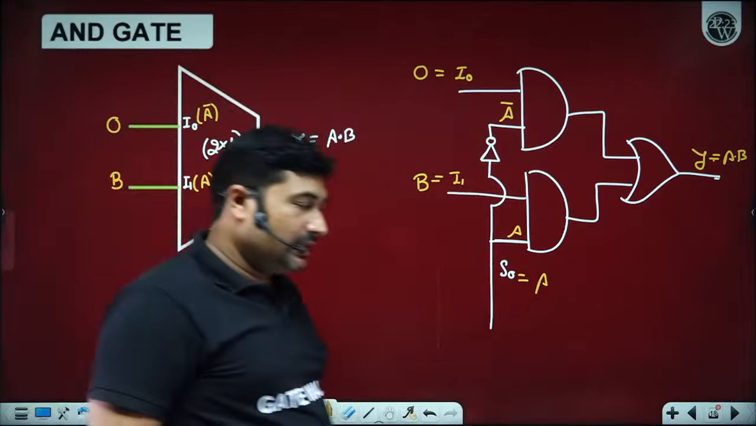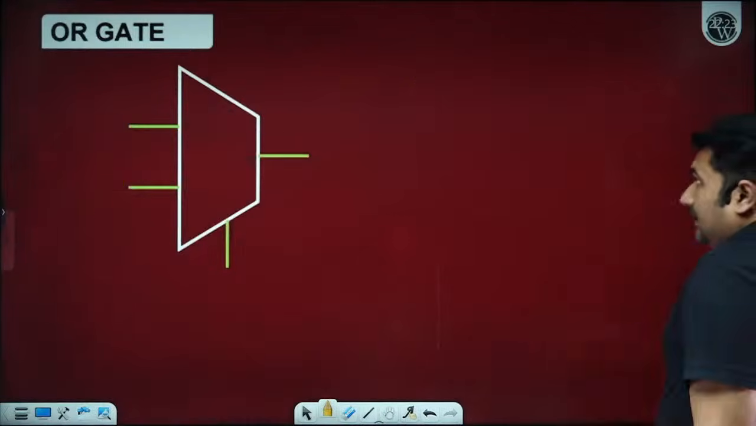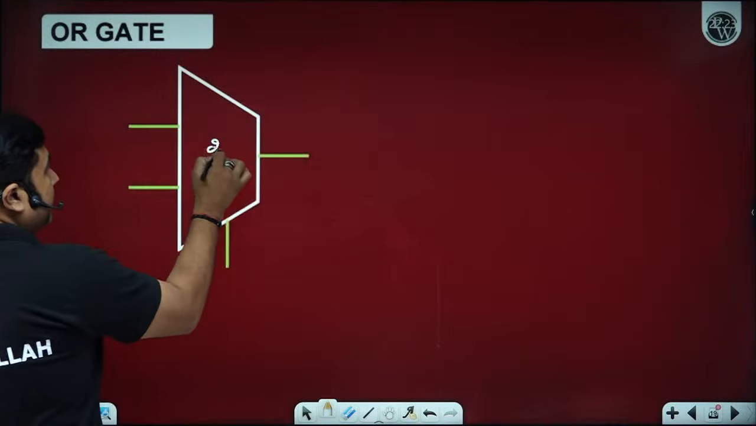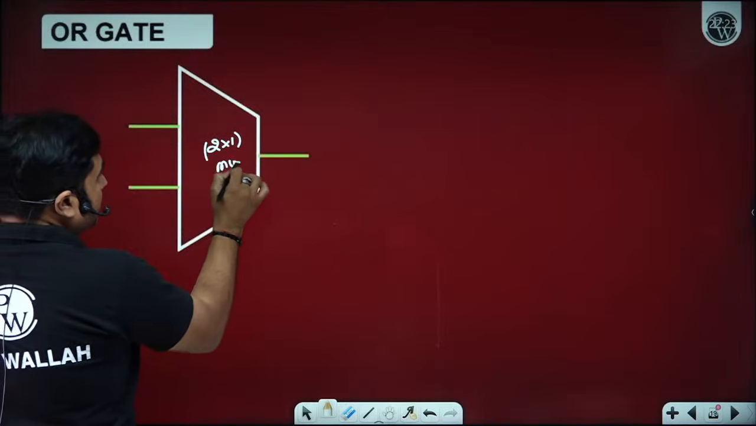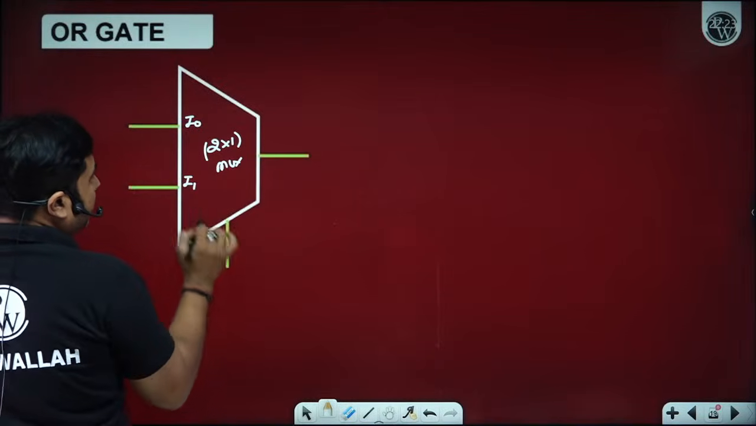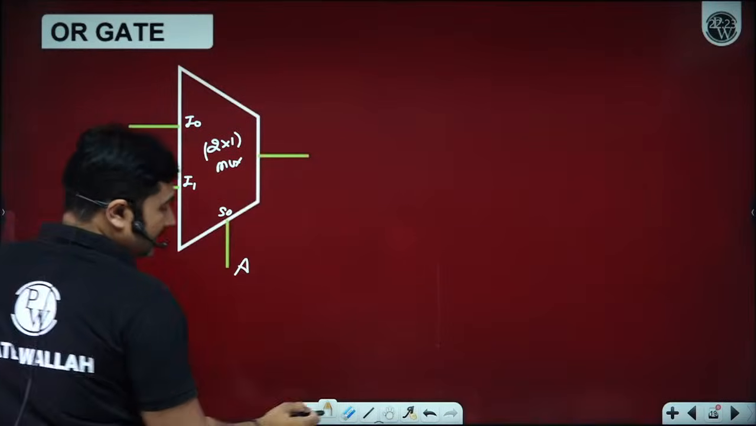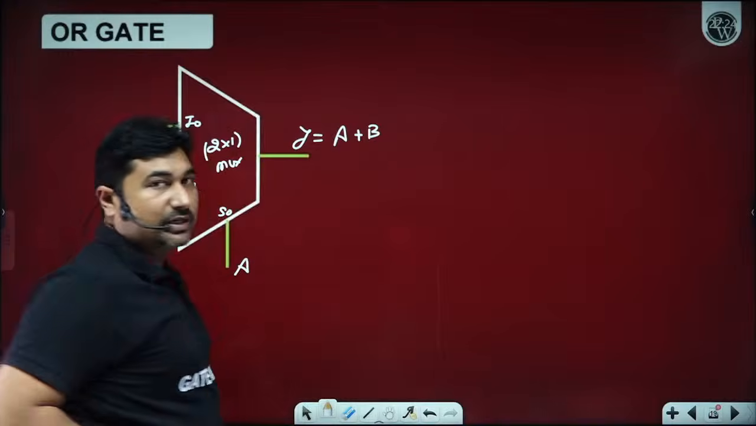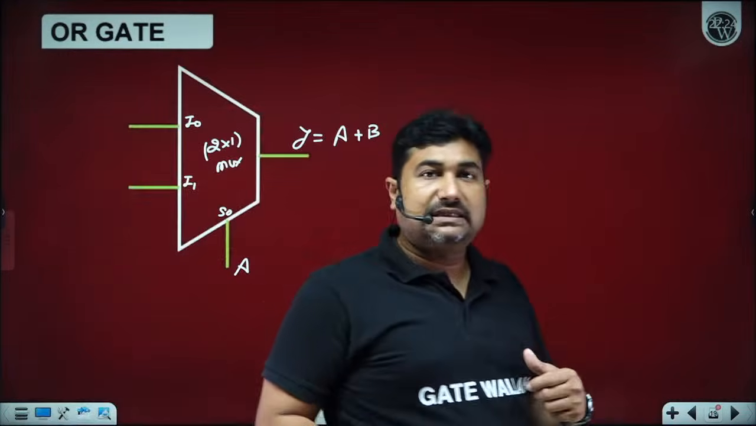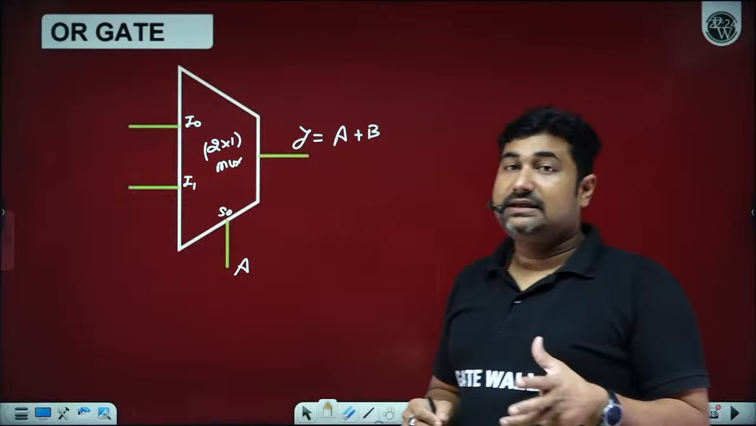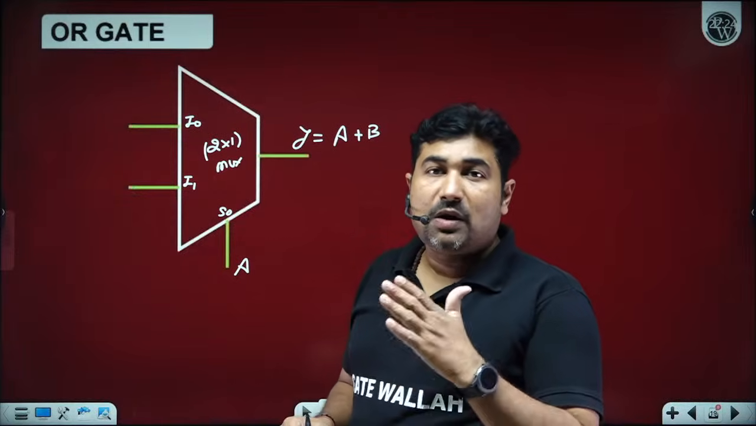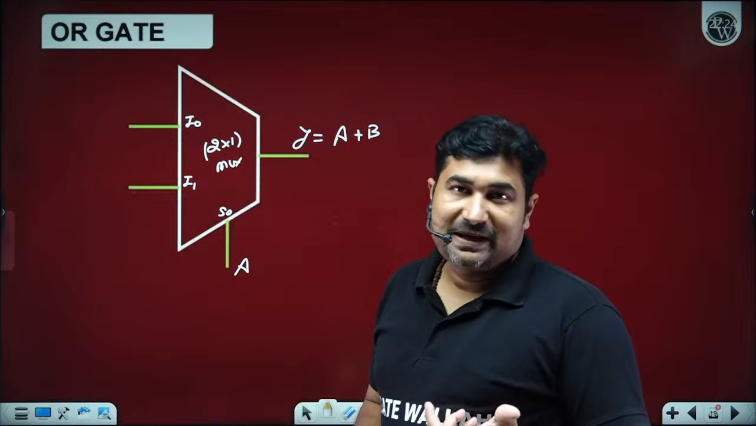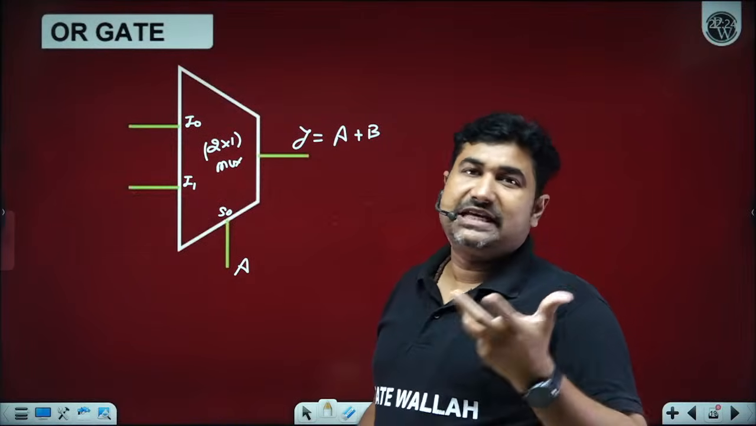Great. Let's have a discussion for the OR gate. How can we implement an OR gate by using a 2 cross 1 size mux? We want y to be equal to a plus b, but that is not possible directly with the help of a multiplexer. Why? Because a multiplexer always gives an AND-OR circuit, SOP output.